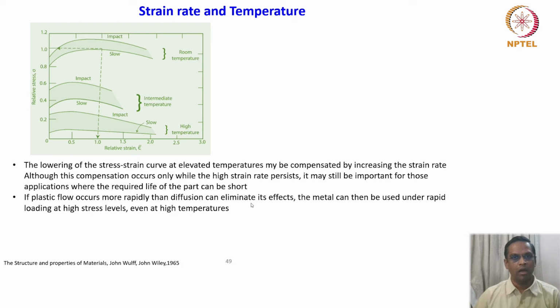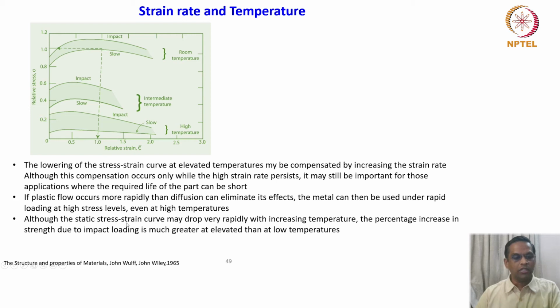Okay. On the other hand, the high strain rate will compensate for that, but what is important here is that the plastic flow must occur more rapidly than diffusion. The rate of plastic flow should be much more than the diffusion. Then those effects can be eliminated. I mean, the microstructural change that happens because of the high temperature can be compensated, provided the plastic flow rate is much more than the diffusion. Okay, that's the idea.